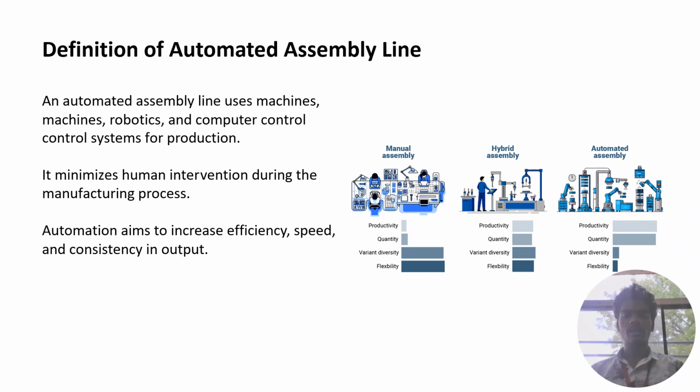Definition of automated assembly line. An automated assembly line uses machines, robotics and computer control systems for production. It minimizes human intervention during the manufacturing process. Automation aims to increase efficiency, speed and consistency in output.